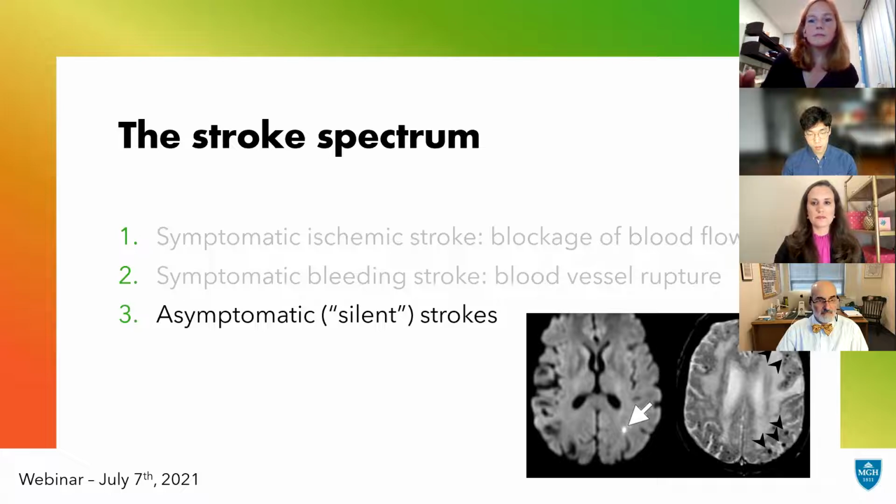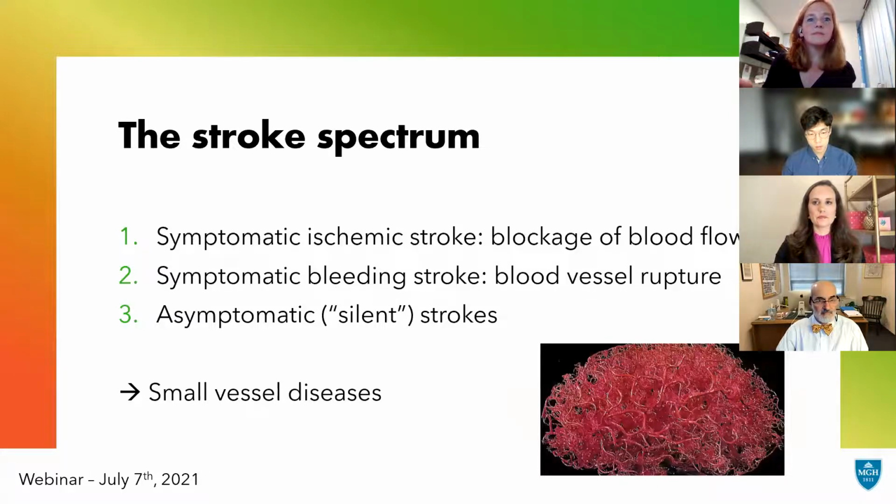If you go to the next slide, I then make the point that about 2.5 of them are from small vessel disease. Many of the number one, symptomatic ischemic strokes, come from other causes, but many also come from disease of this network of small vessels. You'll hear more about that in the following talks. Essentially all of number two and the majority of number three come from disease of this tremendous network of small vessels that feed the brain.